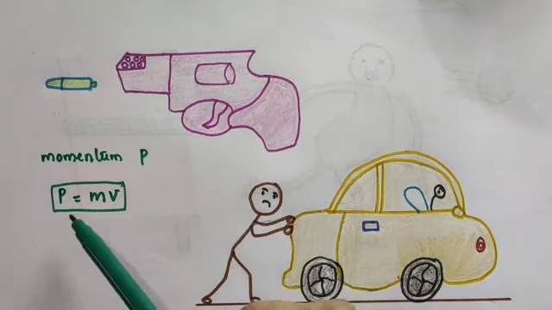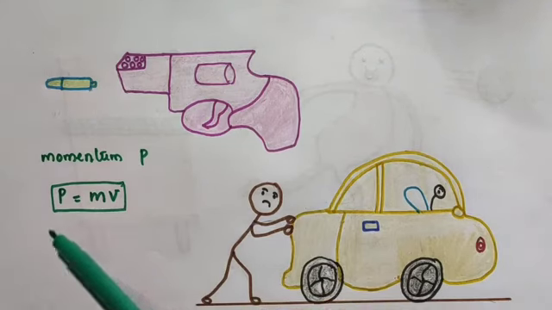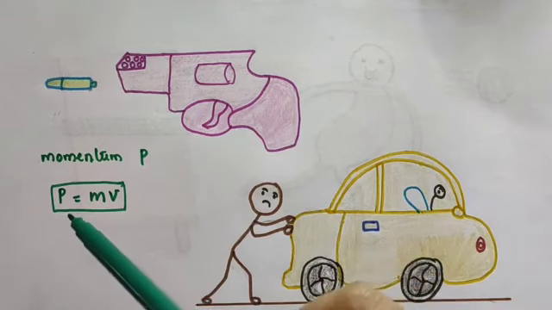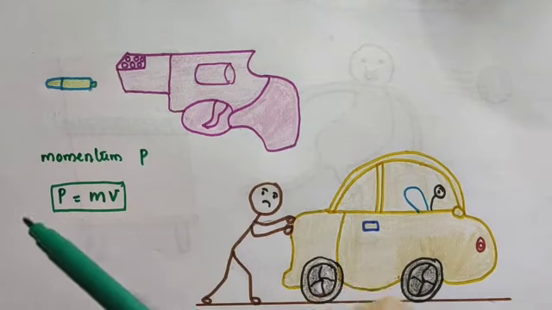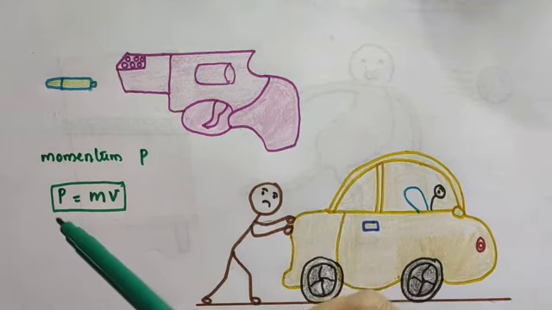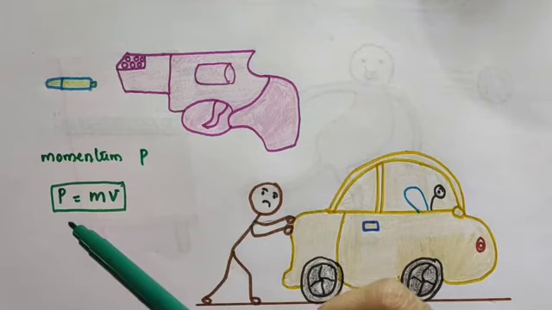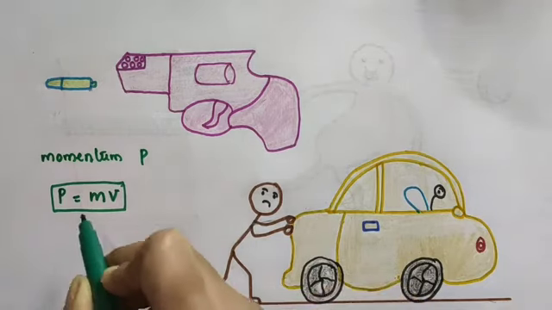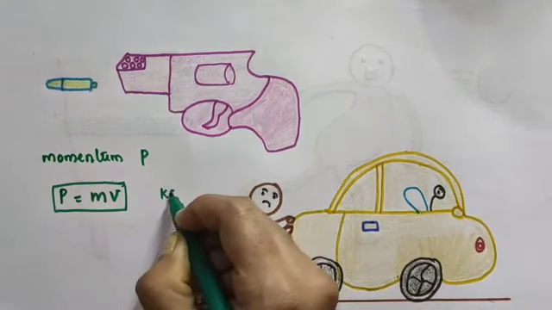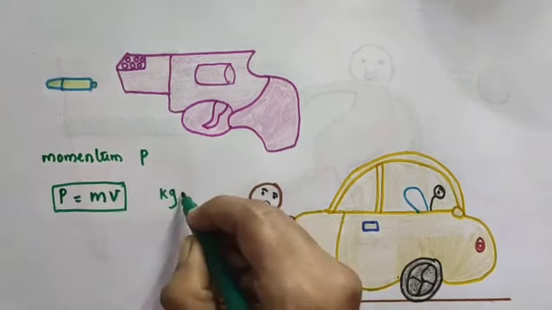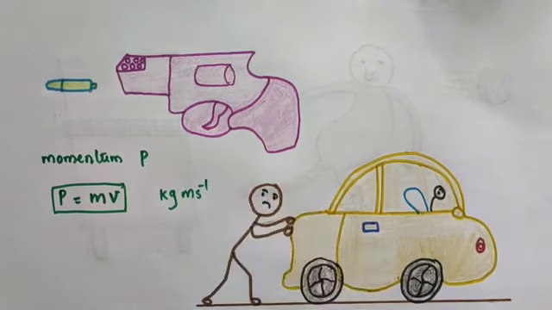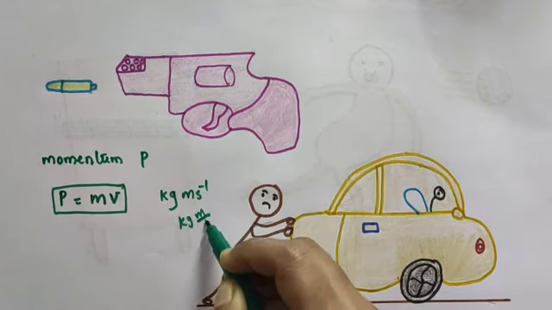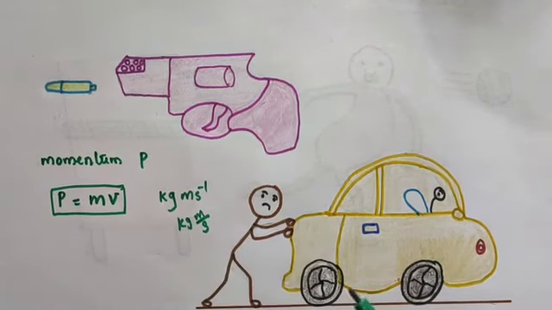Now, momentum is a vector quantity. It is the amount of motion possessed by an object. It is the quantity of motion of a moving body. Momentum has both direction and magnitude because it is a vector quantity. The direction of momentum is the same as that of velocity. Now, what will be the SI unit of momentum? To get the SI unit of momentum, we write the SI unit of mass, that is kilogram, into the SI unit of velocity, that is meter second raised to minus 1 or meter per second. So kilogram meter second raised to minus 1 or kilogram meter per second is the SI unit of momentum.